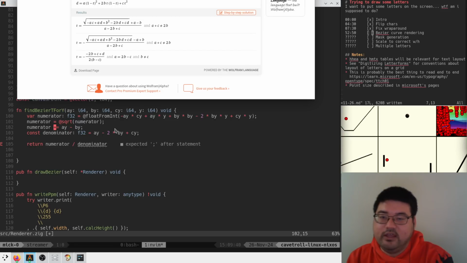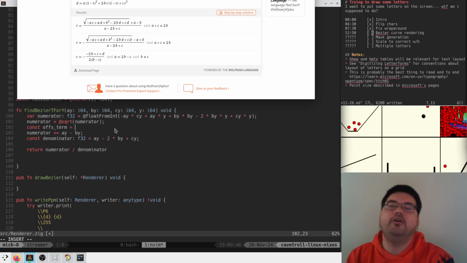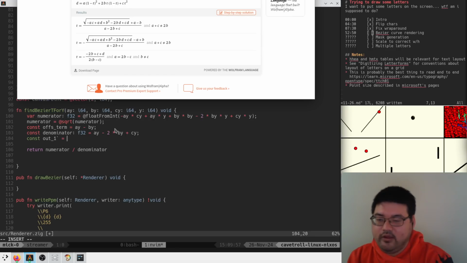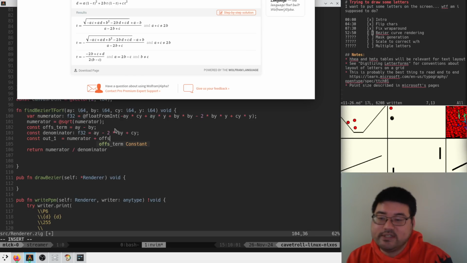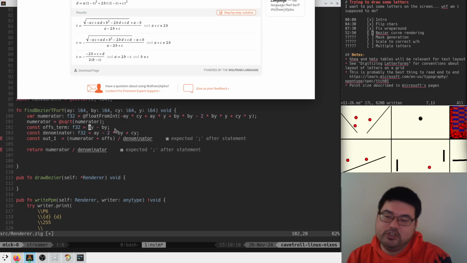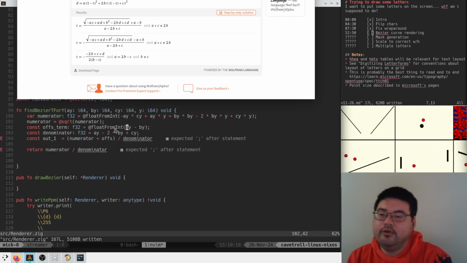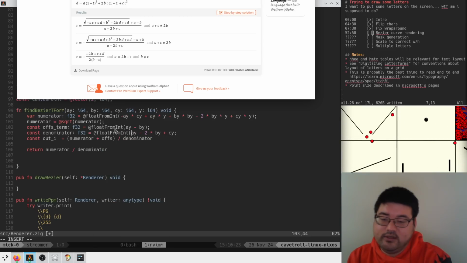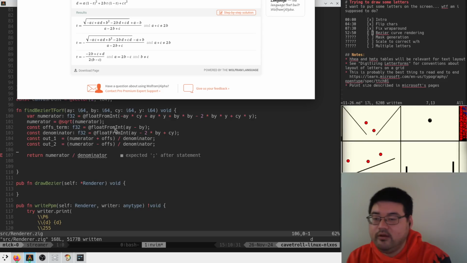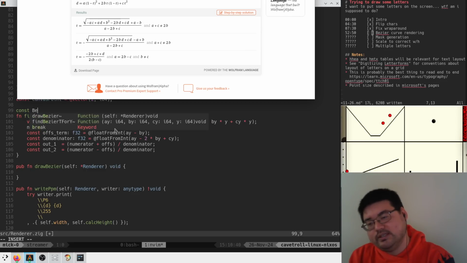And then here this is actually the plus minus term. The offs term is going to be AY minus BY, right? And then here we're going to say the two options. Out1 is going to be numerator plus offs over denominator, which means that we want this to be an F32. Probably. Okay. And this also has to be float from int, I guess. And out2 is this minus that. And then here we return our two t's. Bezier t's.